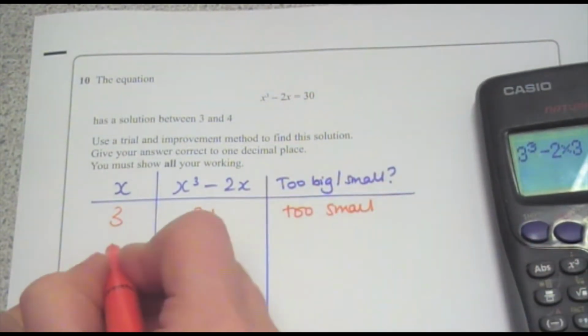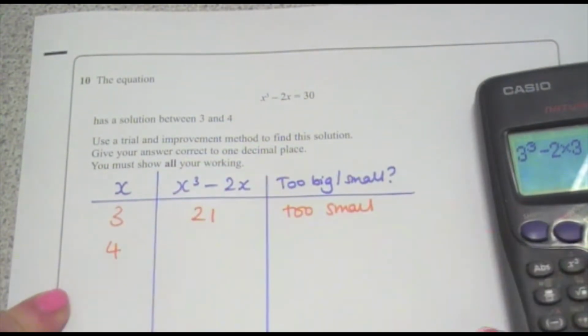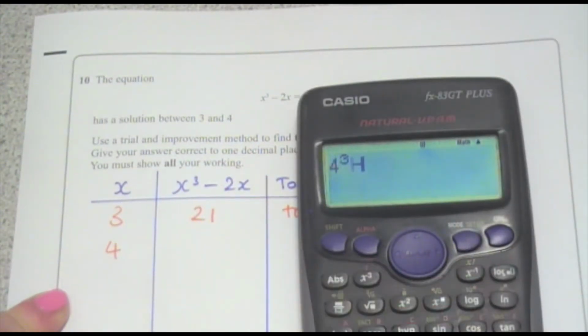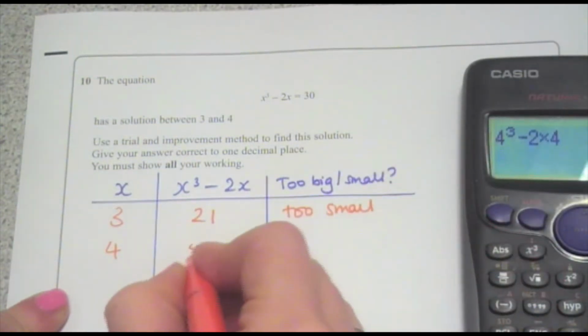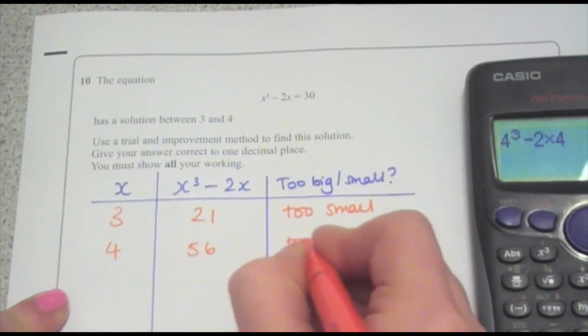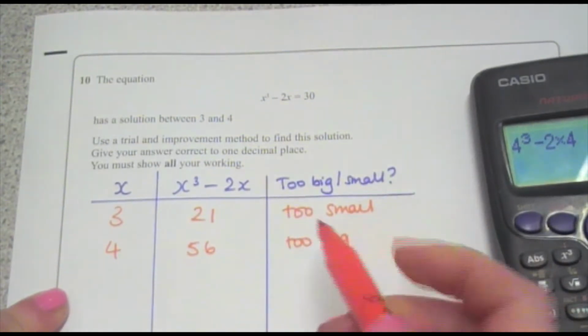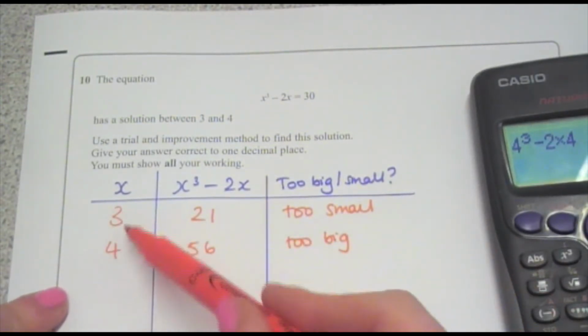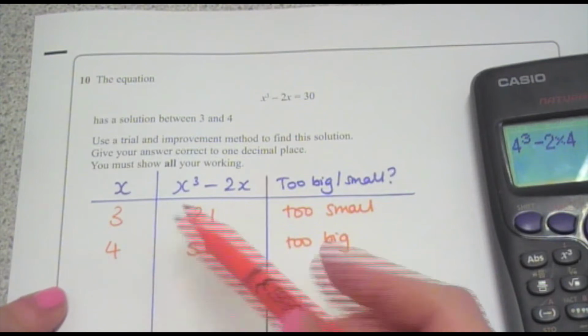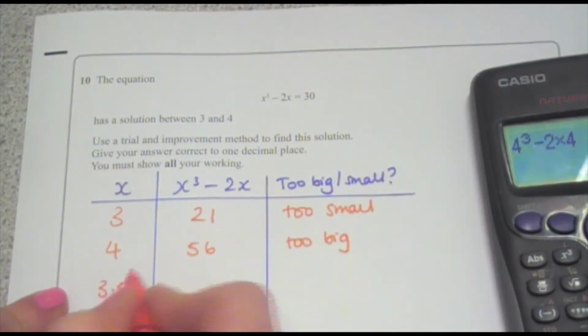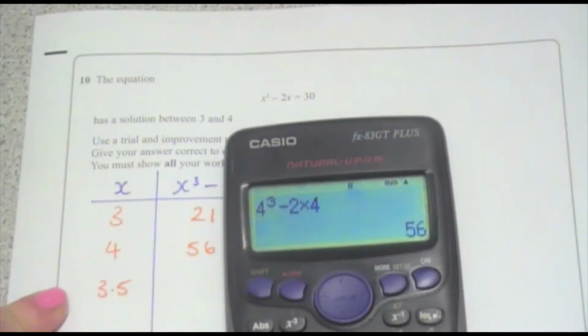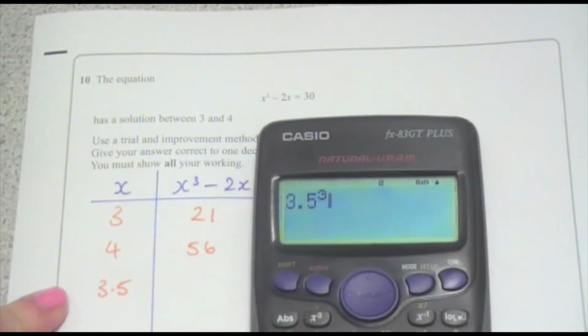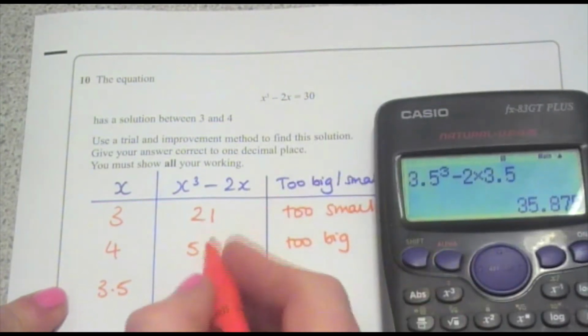My next one I'm going to try is 4. So I write 4 cubed, take away 2 times 4. And I get an answer of 56, which is, again, not near 30, it's too big. That just confirms that my solution is going to be somewhere between 3 and 4. So I'm going to try slap bang in the middle and try 3.5. So 3.5 cubed, take away 2 times 3.5. That gives me an answer of 35.875.